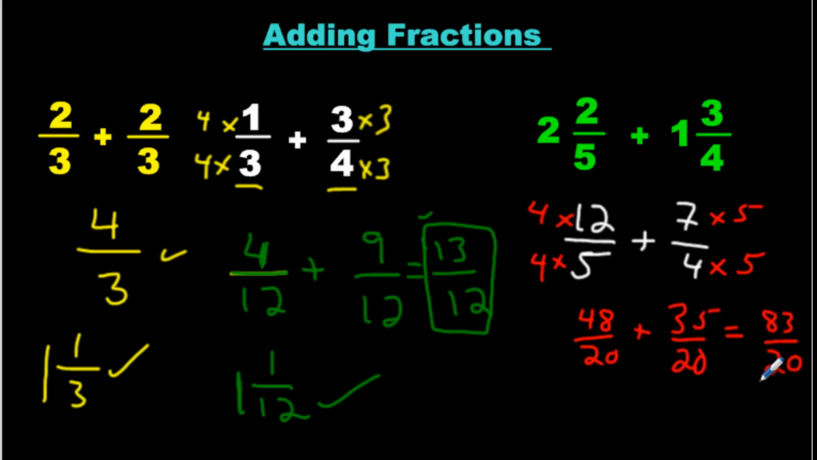20 goes into 80. Let's count. 20, 40, 60, 80. 4 times. 3 left over, right? Over 20. Good. 20 times 4 is 80 plus 3 is 83. Look, if what I just did was complicated, you need to go back and review those lessons that I've made on mixed fractions before you move on.